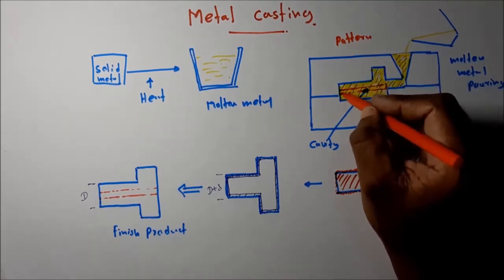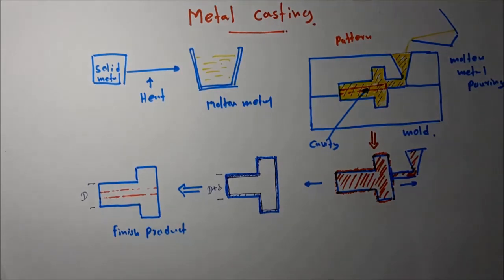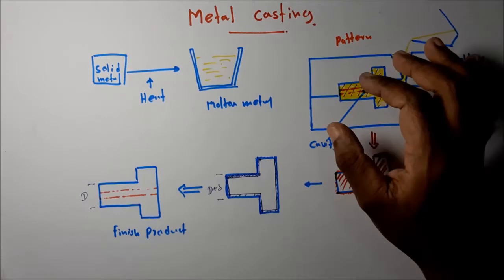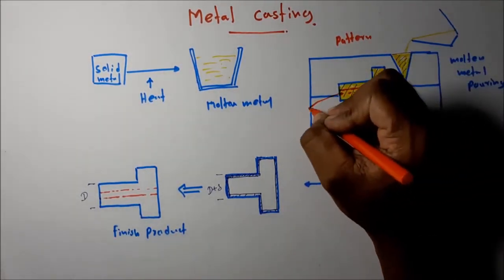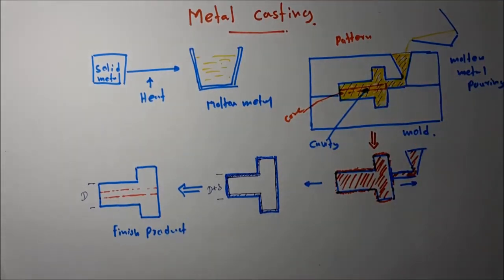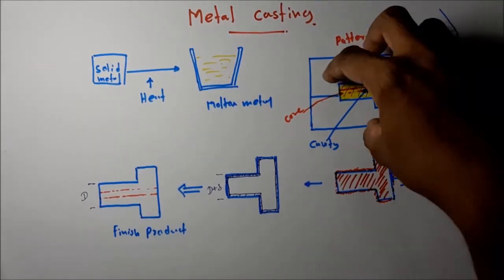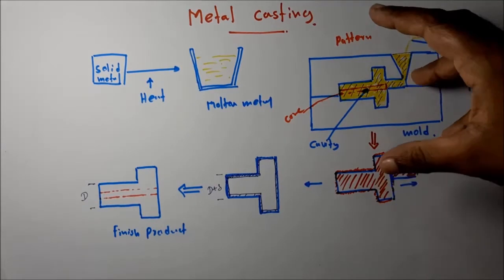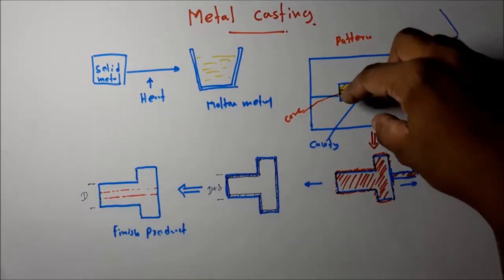If there's a core, core making is also a unit operation. If we need to generate the internal features, we need the core. This core making is another unit operation. Then assembling the mold is another operation belonging to the casting process, assembling the mold and the core.